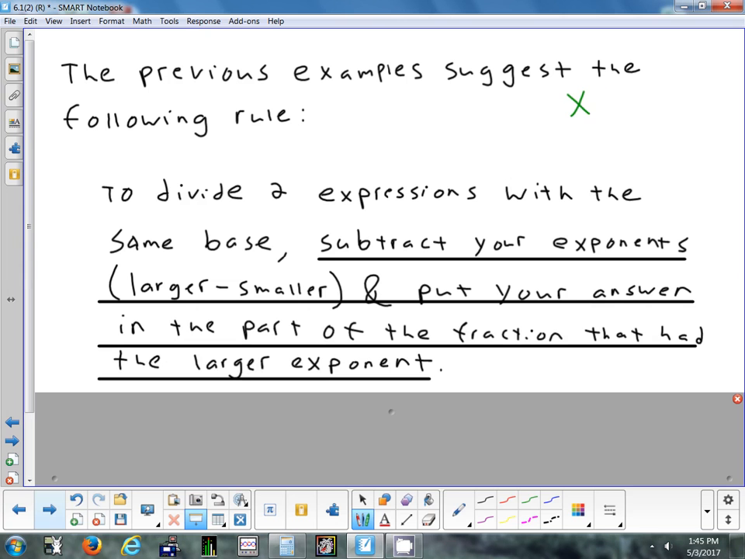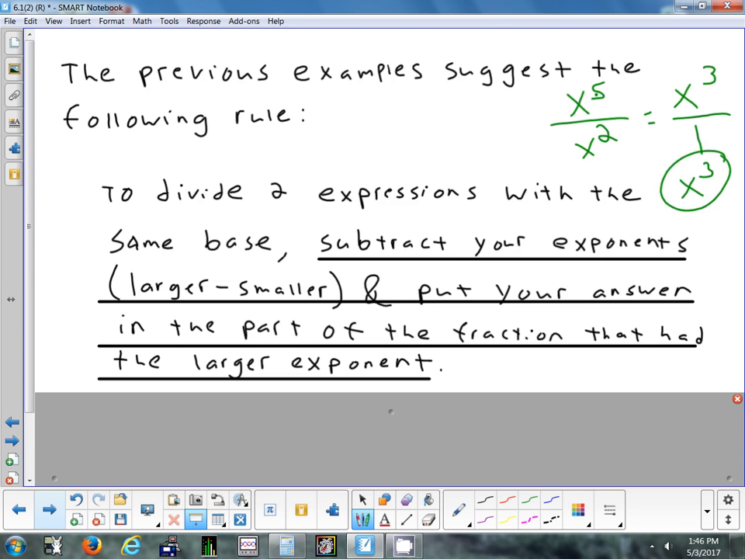All right, x to the fifth over x to the second. Again, I'm going to keep the base. The base is x. 5 is bigger than 2, so I'll put my base on the top, then I'll just do the subtraction. 5 minus 2, bigger minus the smaller, 3. Nothing on the bottom, I'll leave it as 1. If I simplify that, it's just going to be x to the third.